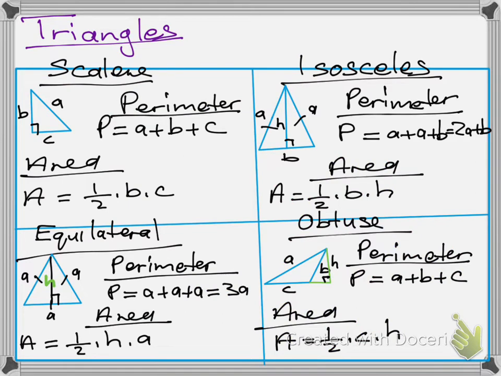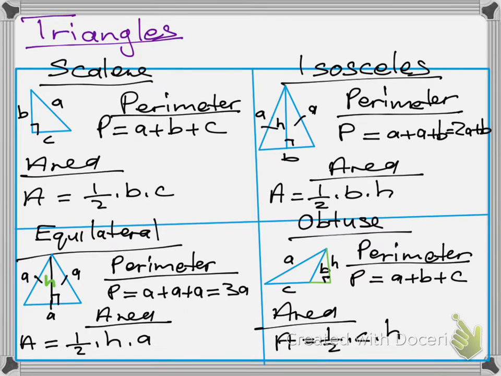With triangles, you just have to identify your height and the side that is perpendicular to that height, which we will call the base. So area of a triangle will be half base times height. So the perimeter, you just add up all the sides. Remember, perimeter is the distance right round the shape.